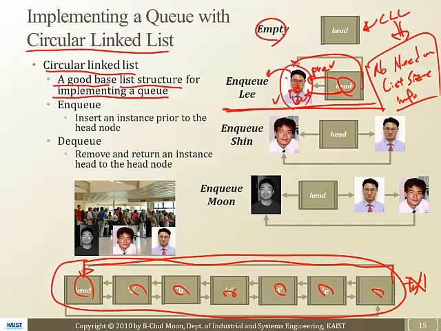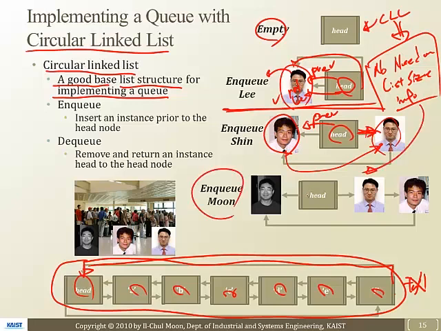If we are enqueuing Shin, then head's previous changes to Shin, and Shin's previous becomes Professor Li, and this already has this direction, right? And enqueuing Moon doesn't require this information either. We can just follow head's previous and insert the node, right?